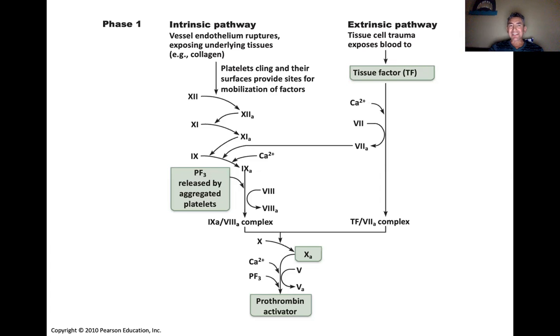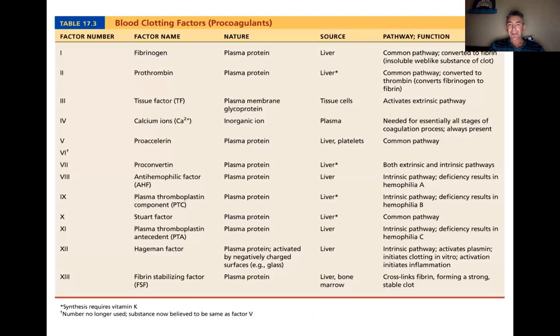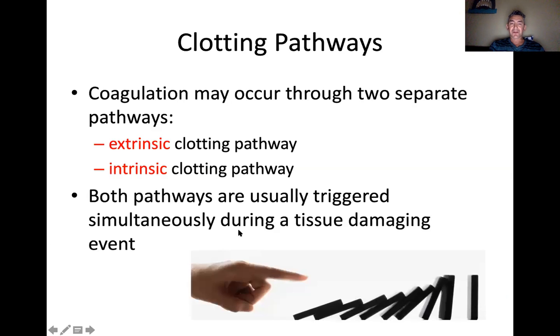So factors inside, intrinsically inside of the blood vessel. If the blood vessel is damaged, plasma comes into contact with damaged tissue, and that triggers the extrinsic pathway. So very similar, but now we have tissue factor as well. Tissue factor would be the external part of the blood vessel that normally faces out of the lumen. Right? So again, as we mentioned, both of these are usually occurring simultaneously.